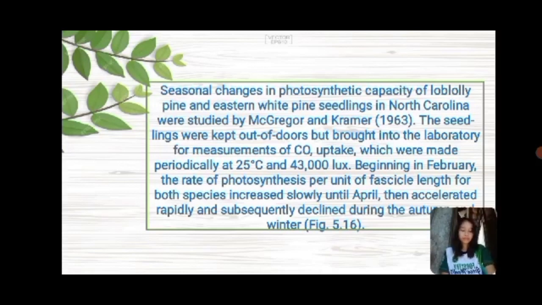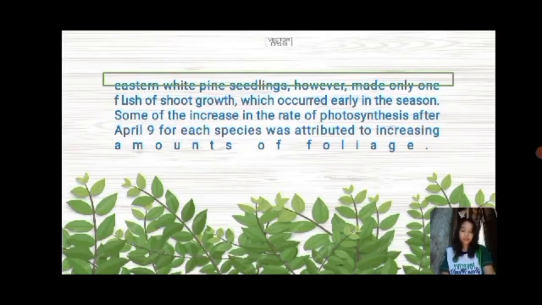The rate of photosynthesis per unit physical length increased gradually starting in February and accelerating quickly until April, when it began to diminish during the fall and winter. On the other hand, only one flush of shoot growth early in the season was produced by eastern white pine seedlings for every species. An increase in foliage after April 9 was partly responsible for the increase in photosynthetic rates.